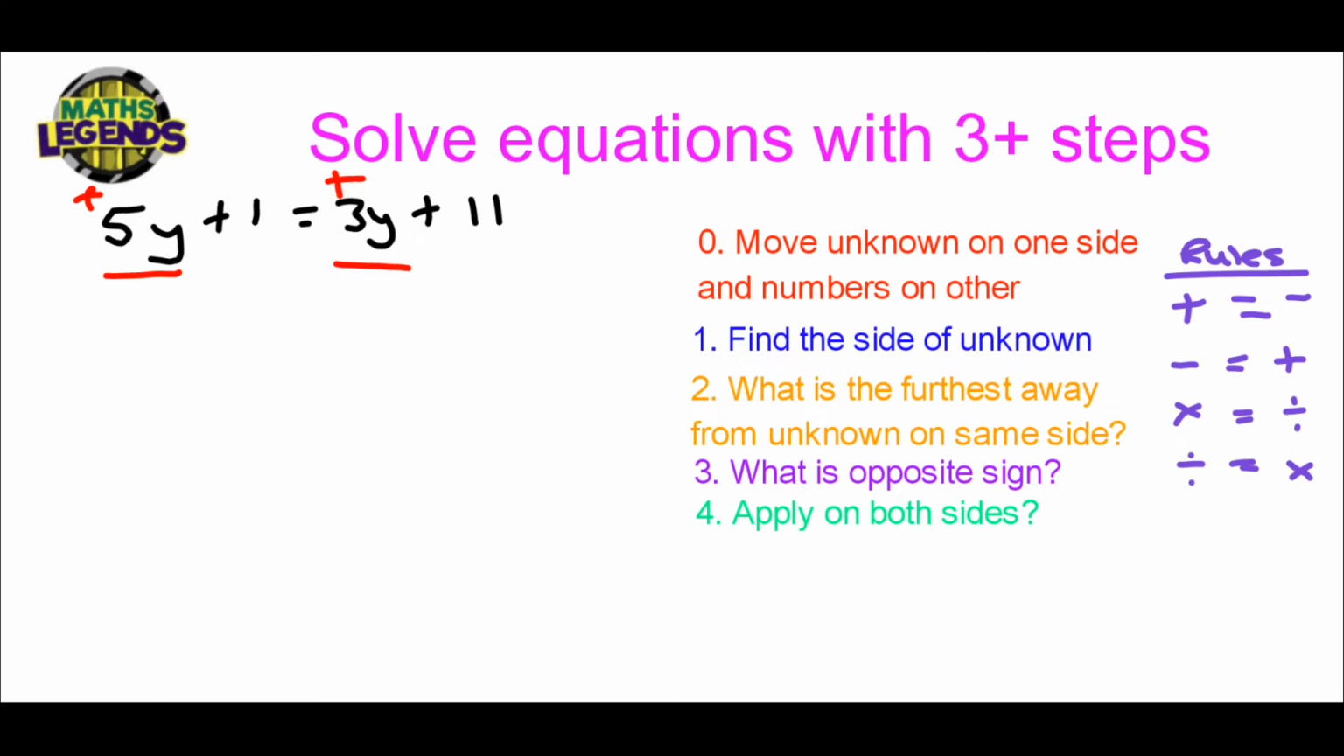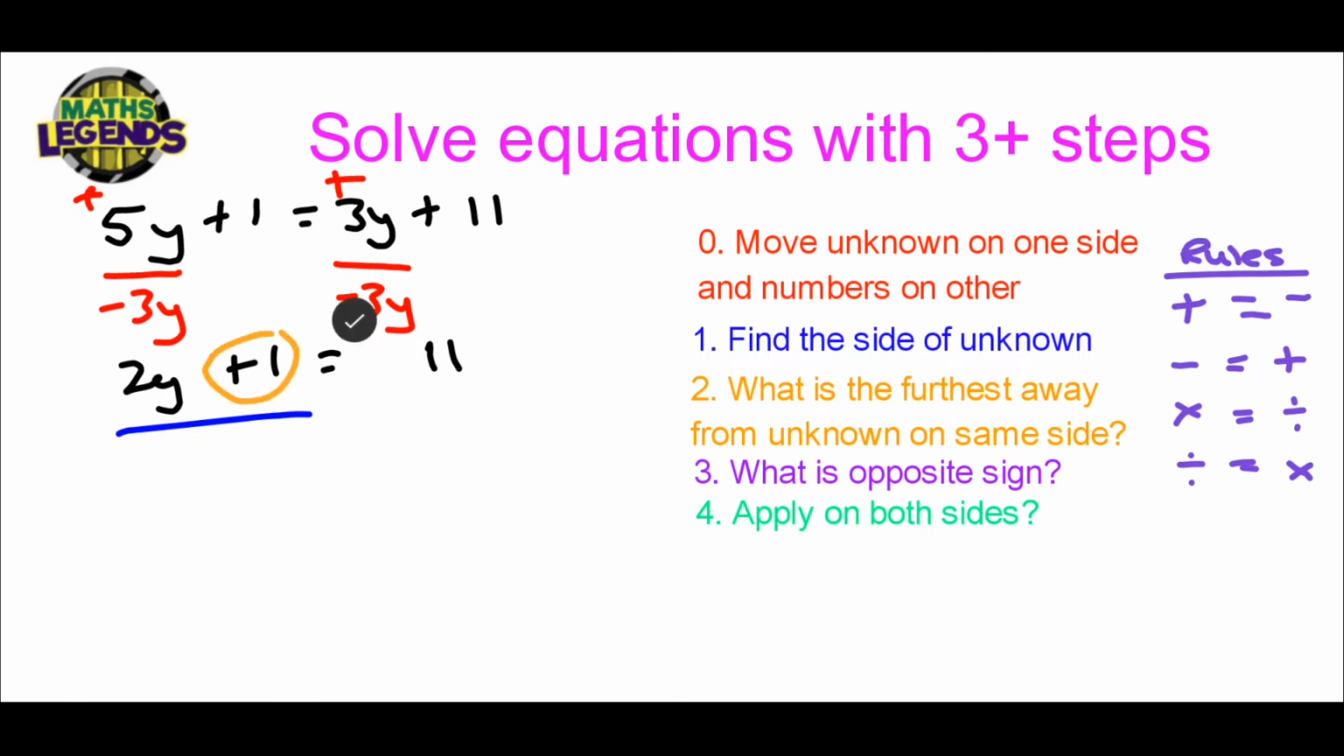So that means we need to use minus 3y. So let's do that. Minus 3y, minus 3y. We then simplify. 5y minus 3y is 2y. Plus 1 stays as it is. 3y minus 3y is 0. And then we have 11. Now the unknown y is on the left hand side. What's furthest away is the 1. This is a positive. So the rule tells us this must be negative now for the adjustment. So we apply minus 1 on both sides.